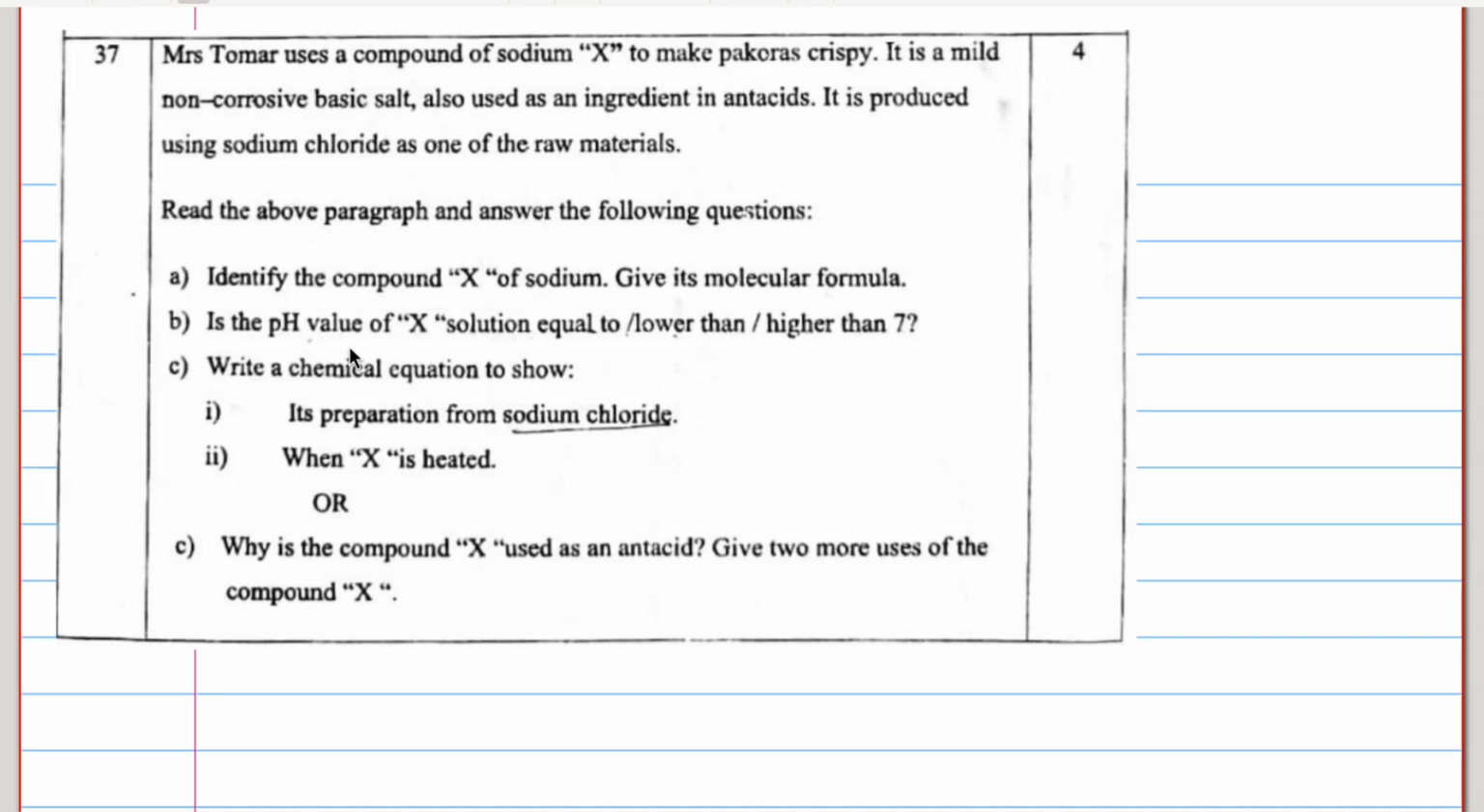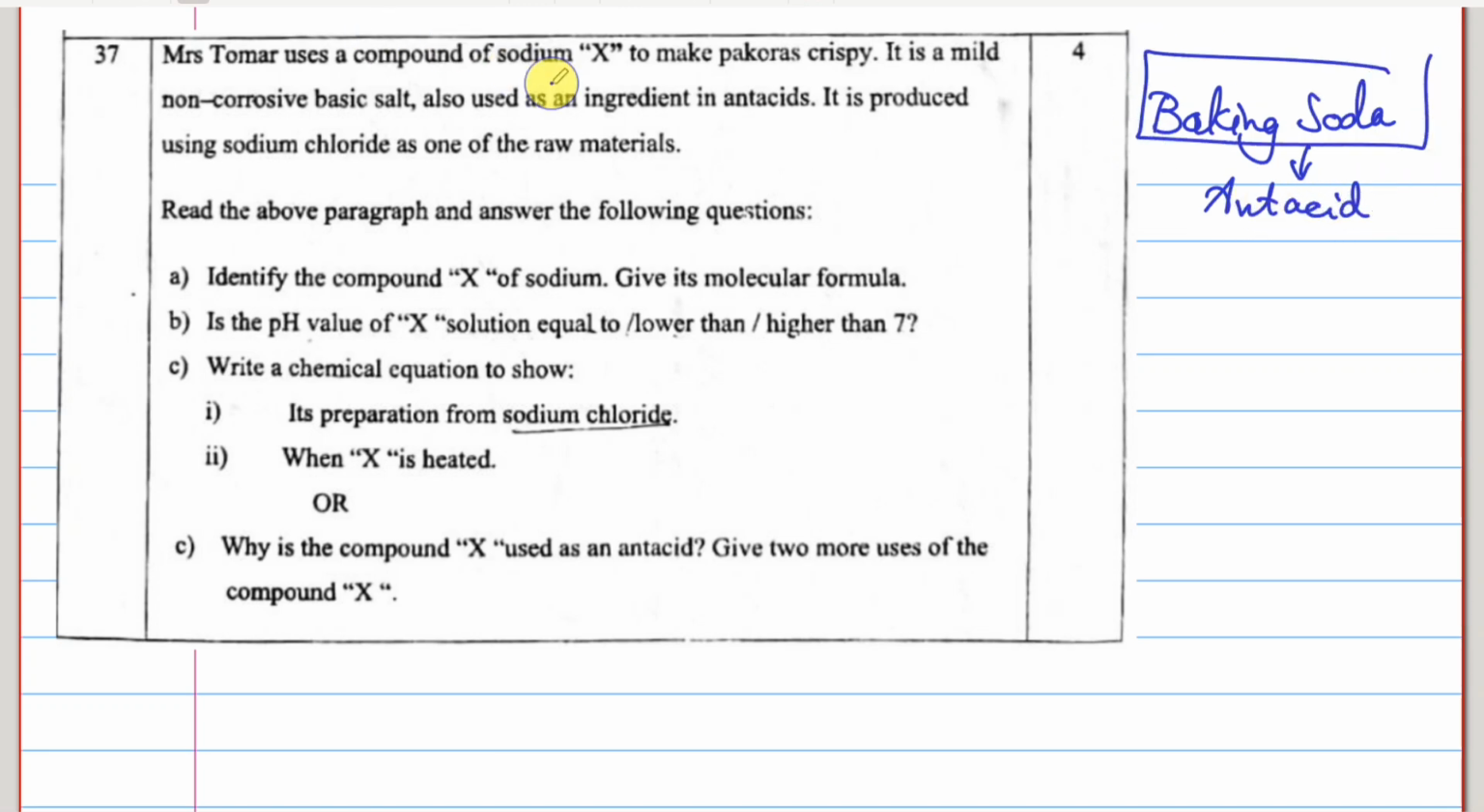So in antacid, we know we use what as an antacid? We use bases as an antacid. Which base is used? We know baking soda. Baking soda has one of its uses as an antacid. So they are talking about baking soda. Compound X is produced by using sodium chloride. Yes, then we are confirmed.